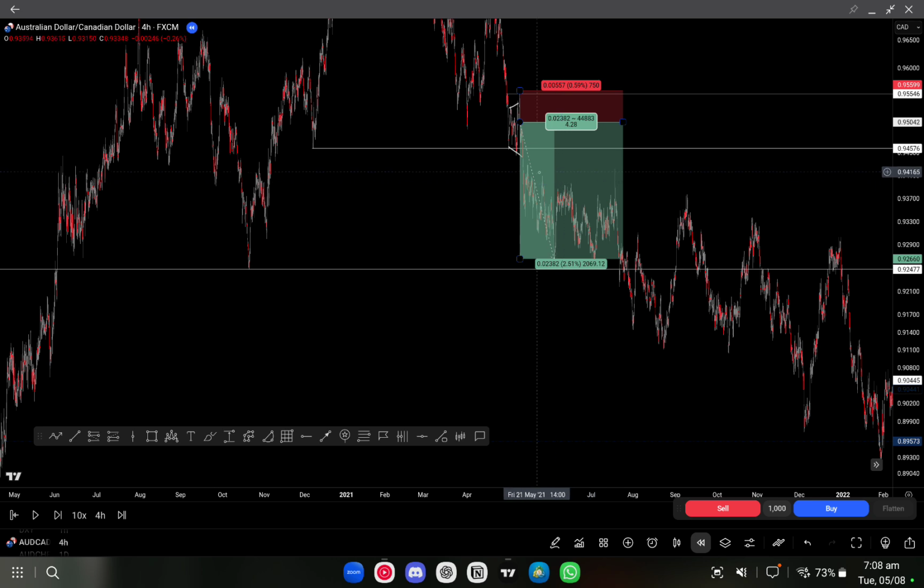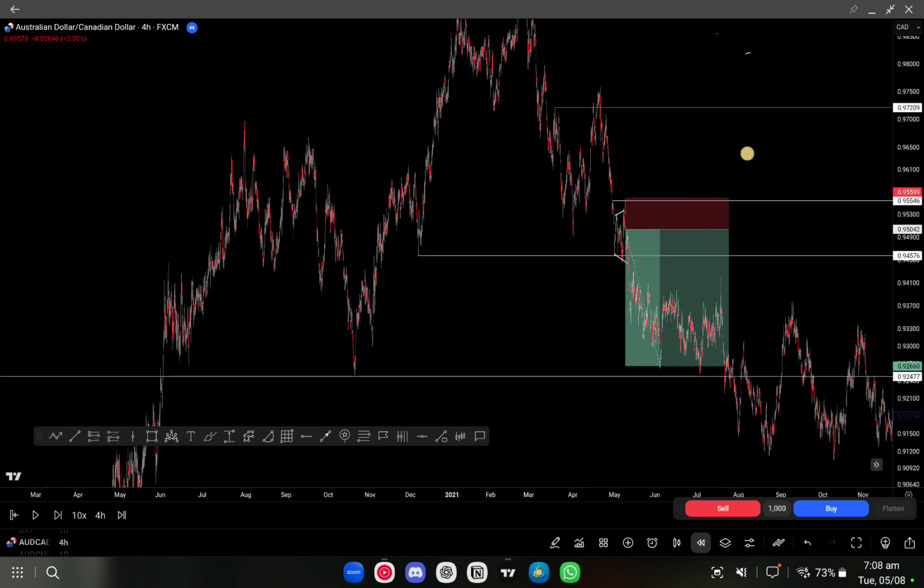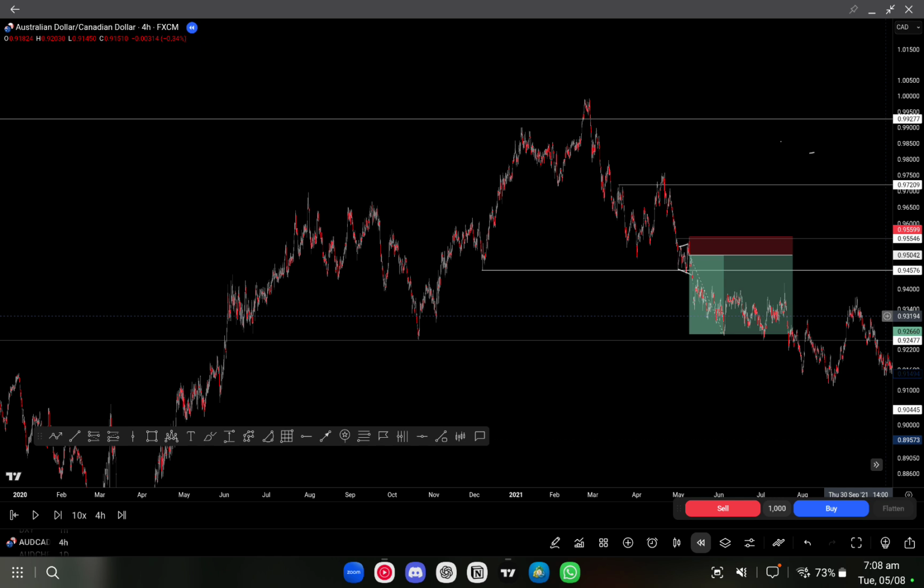Now, was there another trade? There probably was another trade in here somewhere, but again, you can just see for a trade that you would have been patient for, you walk away with 4% here.